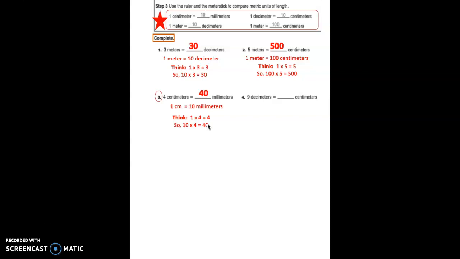Let's take a look at the last problem. Number 4. 9 decimeters equals blank centimeters. I know 1 decimeter equals 10 centimeters, right up here. So 1 times 9 equals 9. I need to multiply 10 times 9, which is 90. So 9 decimeters equals 90 centimeters.